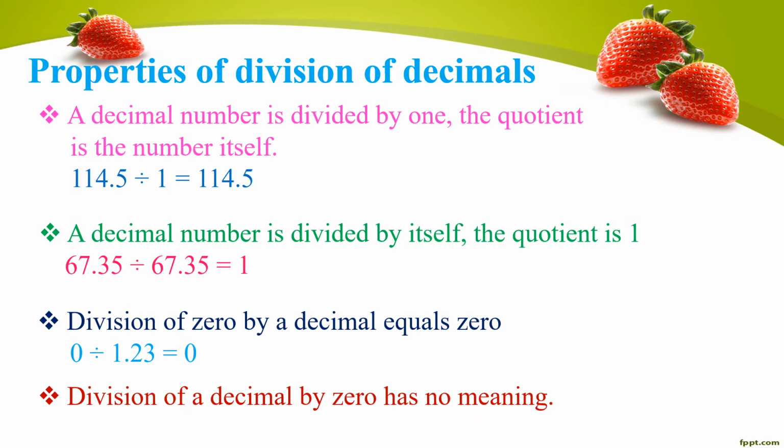Division of a decimal number by 0 has no meaning. Okay. 1.23 divided by 0 has no meaning. How? Whatever number you multiply with 0, you get the answer 0. So we cannot divide 1.23 by 0. So we call it not defined. It has no meaning. So we call it not defined.